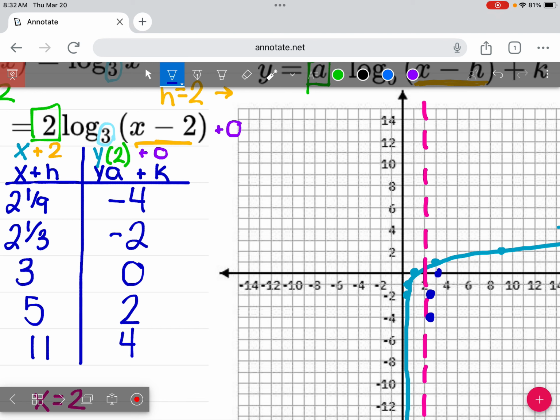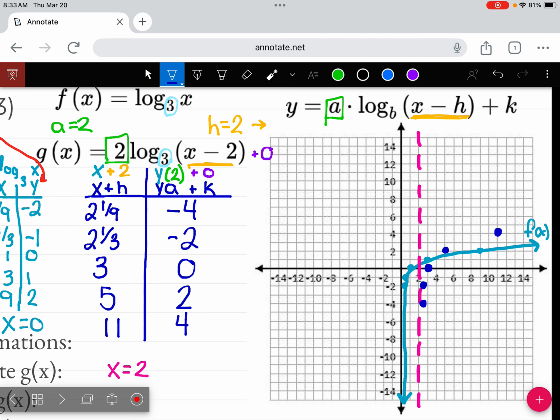We're just going to be really careful, because then we get our 3, 0. Then we're going to have our 5, 2. And then we're going to have our 11, 4. And when we connect these up, and we still hug that asymptote here, we have our transformed logarithm. And our line should look like this.